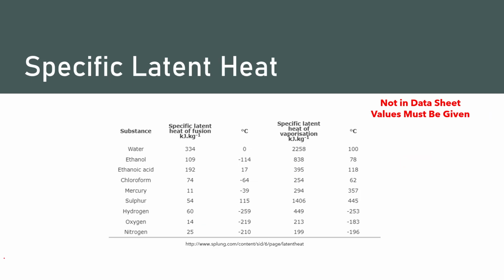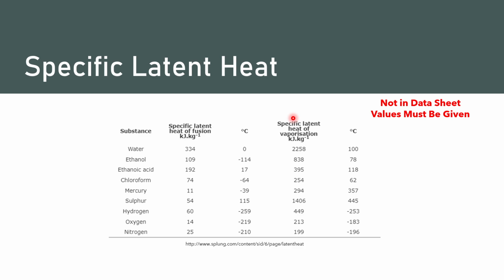So specific latent heat, again, this kind of data you don't see in your data sheet. If you do need it, you'll be given those values unless you're being asked to calculate for the specific latent heat value itself. Now, the reason why we have one for fusion and one for vaporization is that the amount of energy that's input for every kilo to get a substance to either melt or boil or evaporate is going to be different. So this heat of fusion is related to melting and freezing, heat of vaporization related to evaporation and condensation.